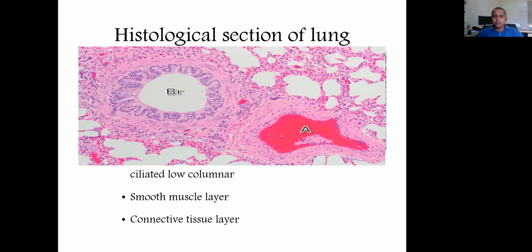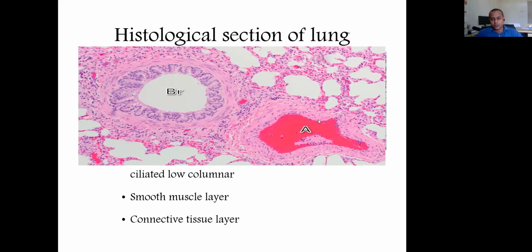Okay. Now in this picture, you can see this is the bronchiole. Why not bronchus? Because you may not see a cartilage. So what you can see here, this is the smooth muscles, and this is the folded epithelium. This is the ciliated columnar epithelium, which is in the bronchiole.